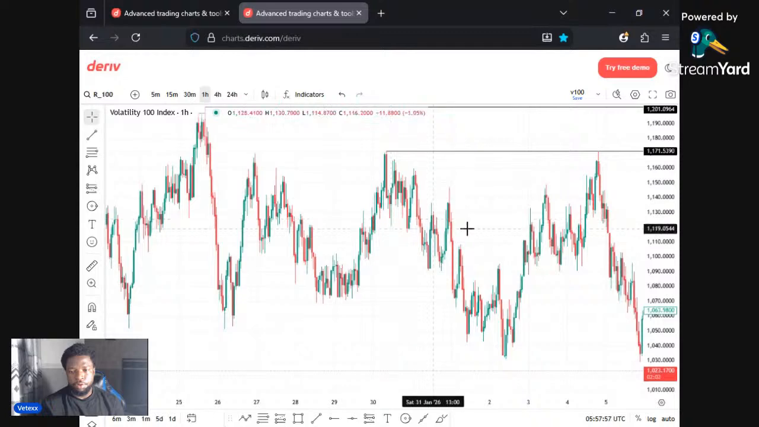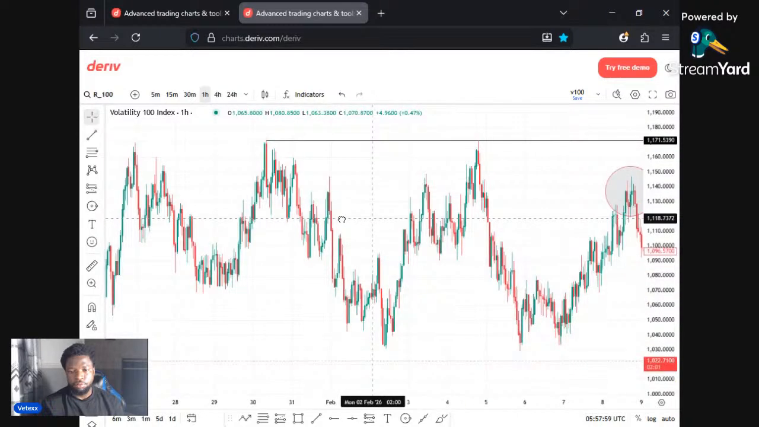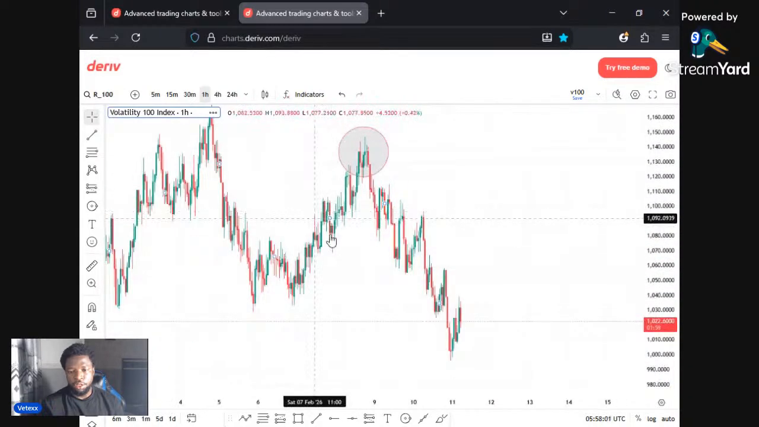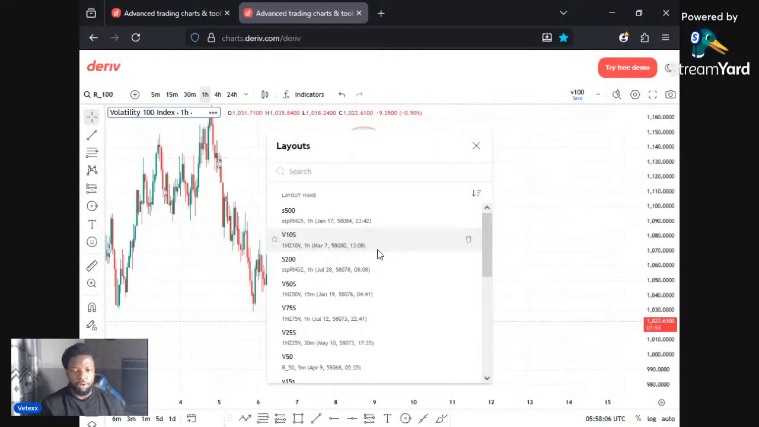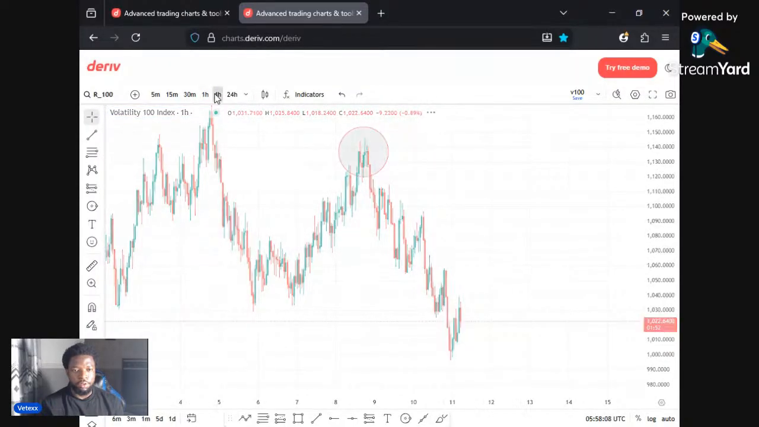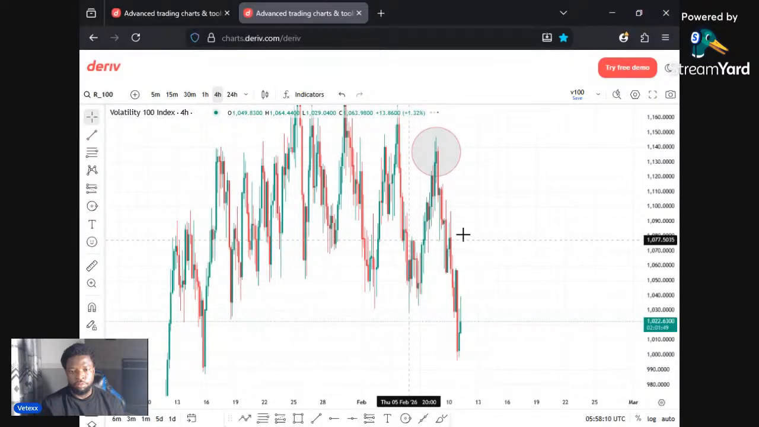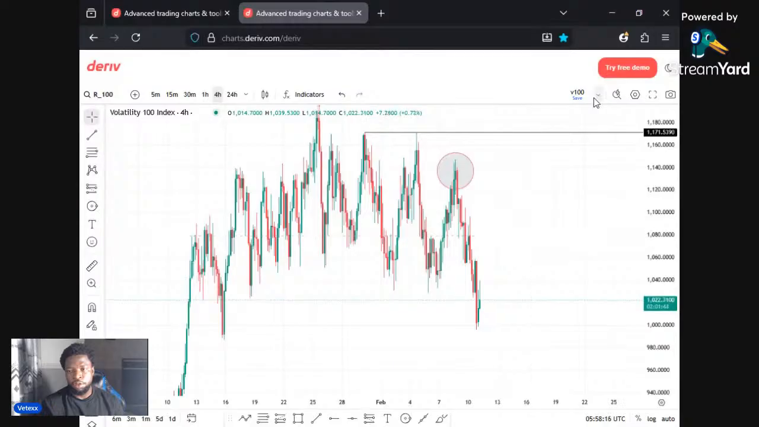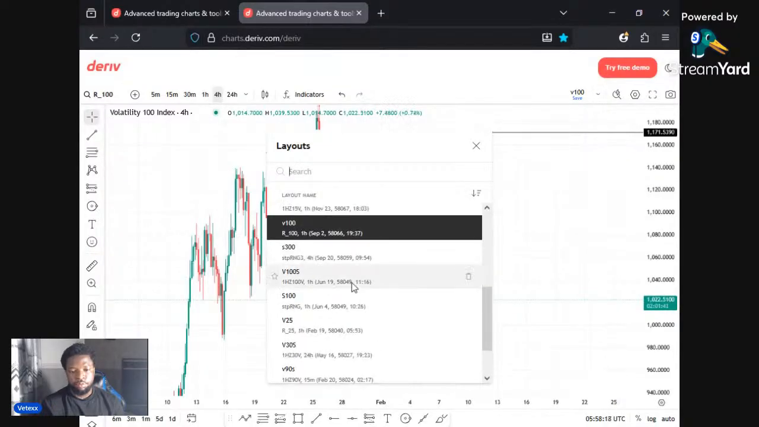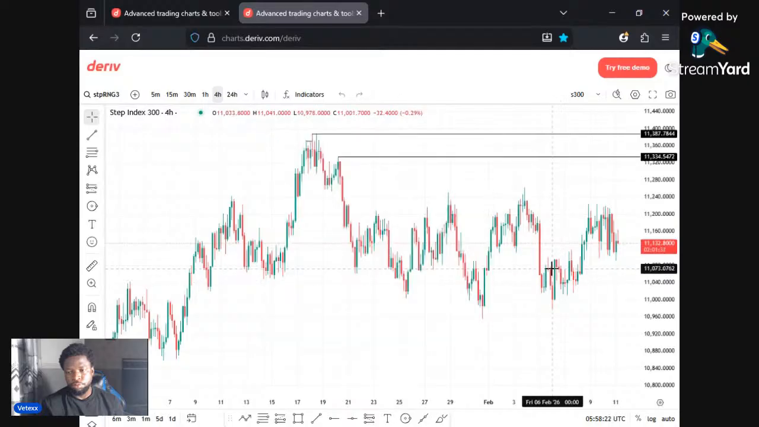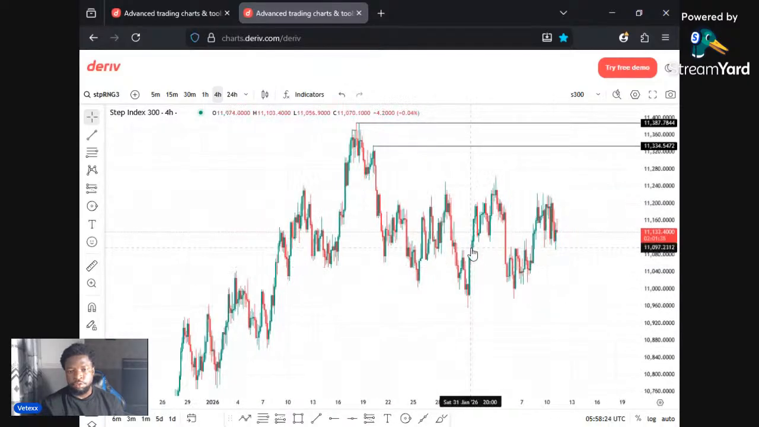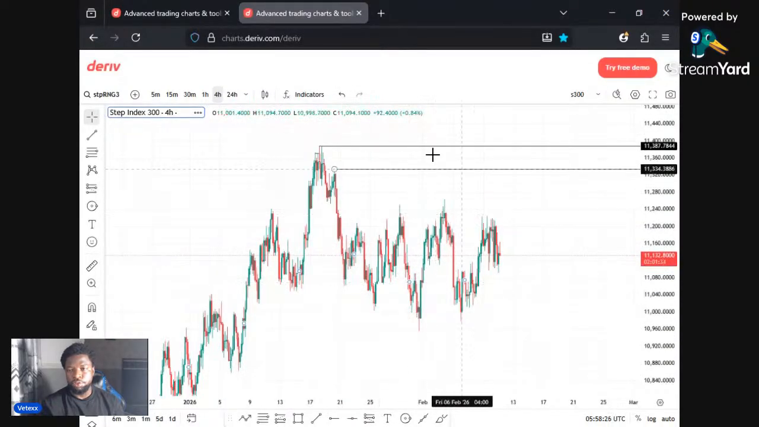Nothing is currently happening on V100. Just tanking, tanking, and tanking. So let's check the next pair. What do we have? I'm anticipating this move. There's no important sell on V100 at the moment. So let's check Step 300. Price hasn't gotten to our point of interest.